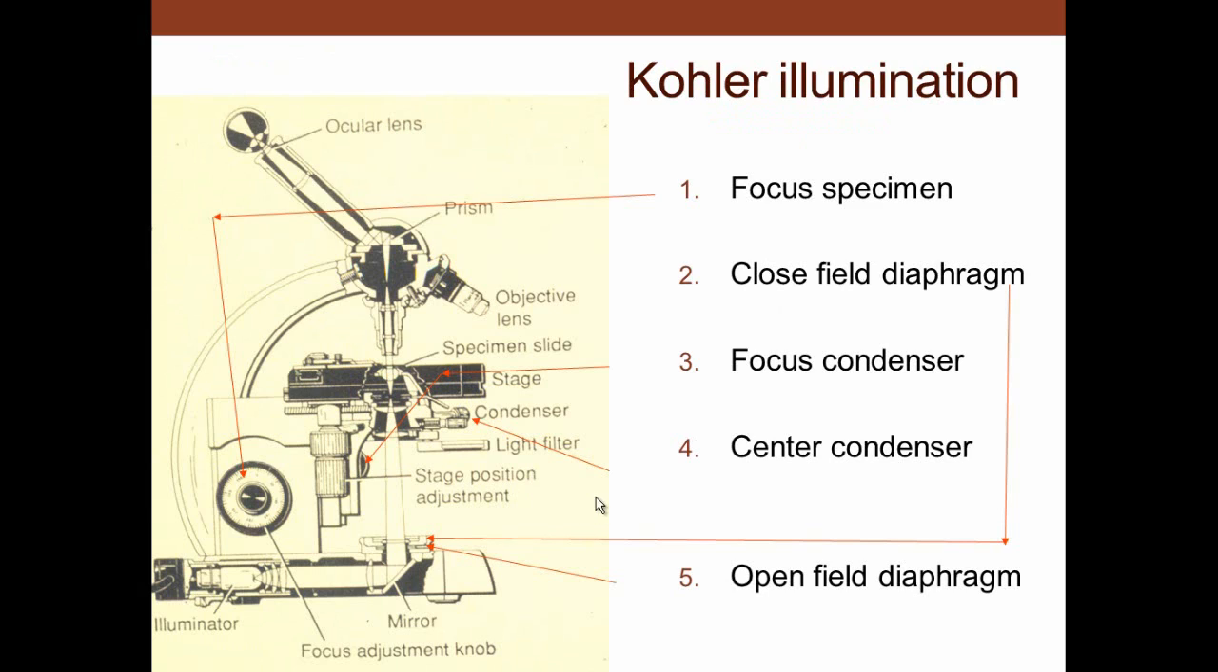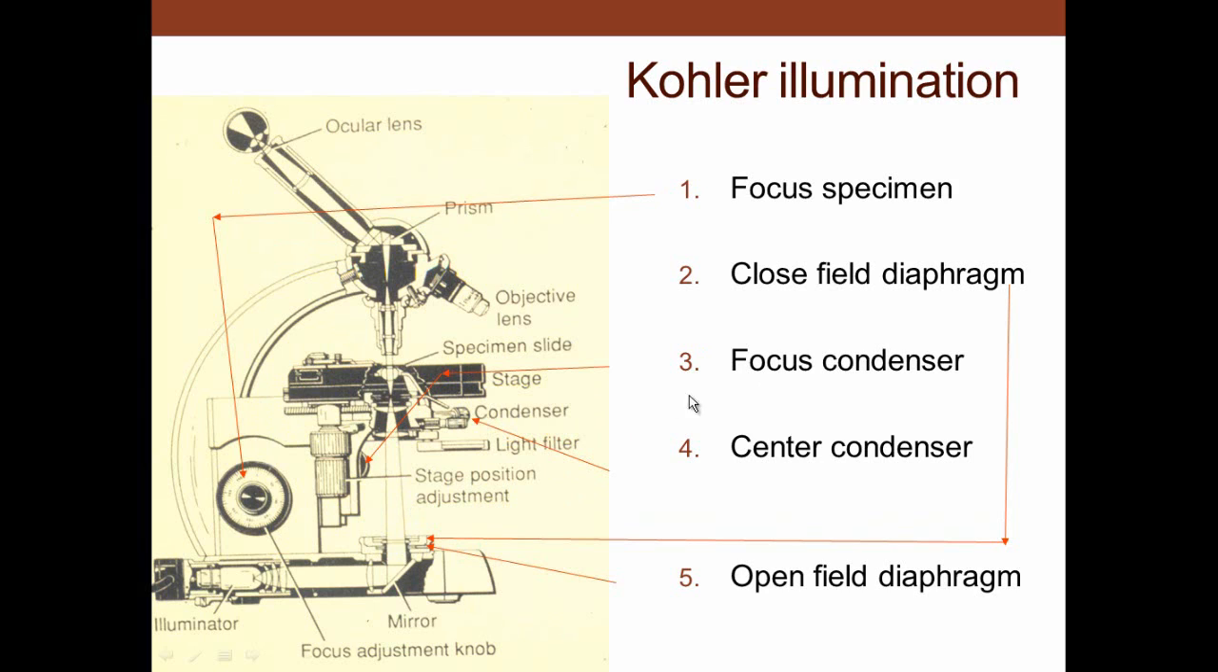Now whenever you're using a light microscope, there are some features that should incorporate Köhler illumination, and it has 5 different steps. First of all, you put the specimen on there and then you focus the specimen. Here's the coarse focus and the fine focus. You focus the specimen once it's on the slide. Then you close the field diaphragm, which limits the light going in through there.